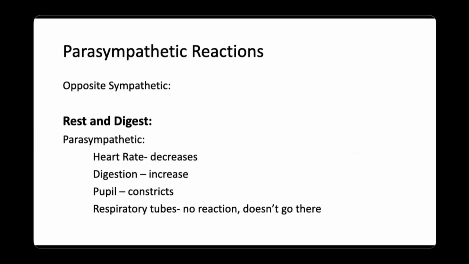So what's the parasympathetic effect? Pretty much the opposite of sympathetic. Heart rate slows down, digestion kicks up, enzymes flow, stomach churns, pupils constrict, and unlike sympathetic, parasympathetic doesn't reach the lungs directly, so no major effect on the airways.